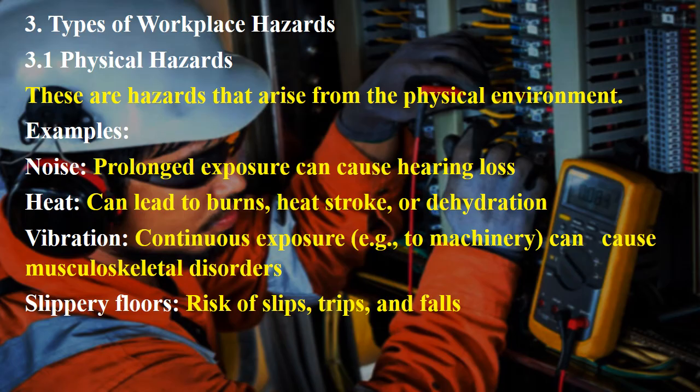Vibration: continuous exposure to vibration. Example: machinery, moving parts of machinery in an industrial area. When they are working, like motors and all these things, there's vibration going on, so it can cause musculoskeletal disorders. Your muscle and skeletal system can be disordered if you are exposed to a lot of vibration. Another physical hazard is slippery floors, with the risk of slips, trips, and falls. So these are some of the visible hazards that can cause harm to our physical well-being and health.